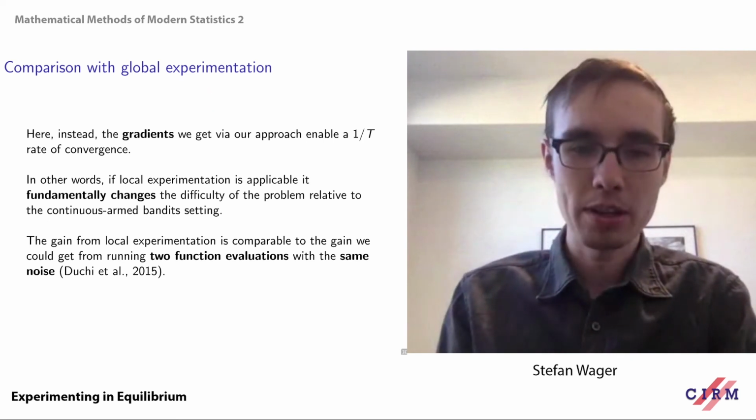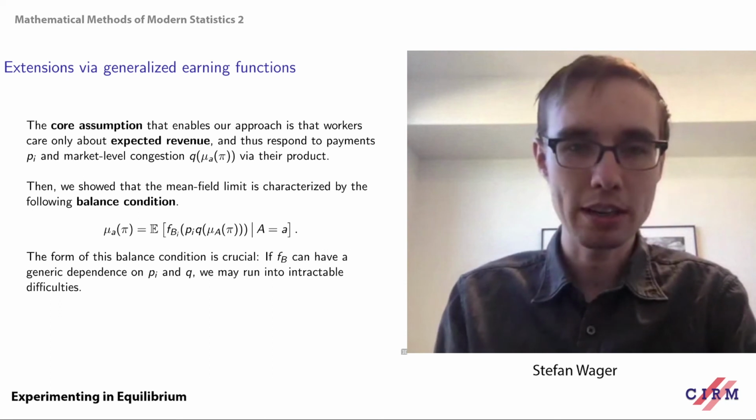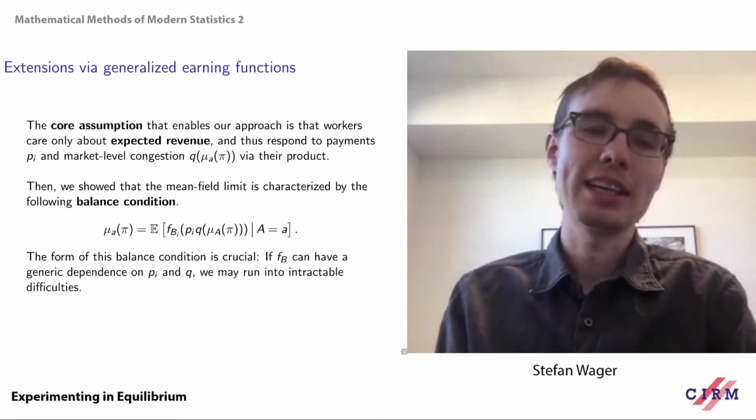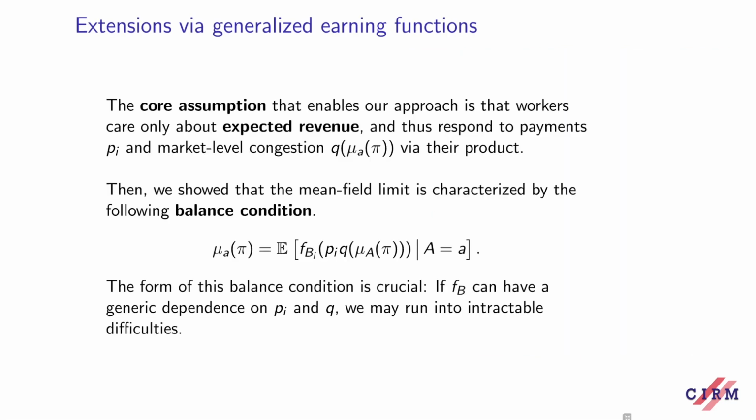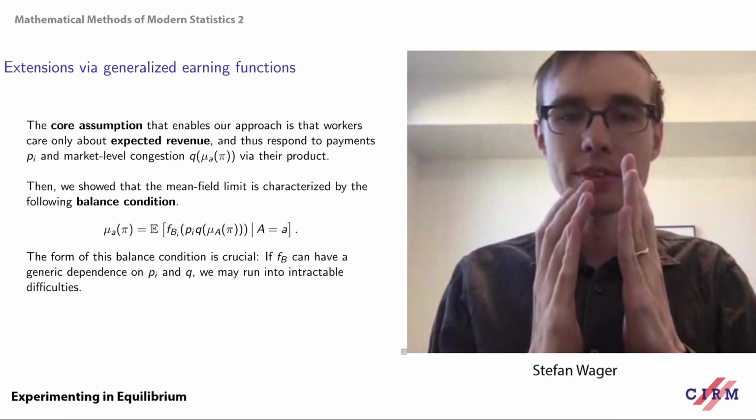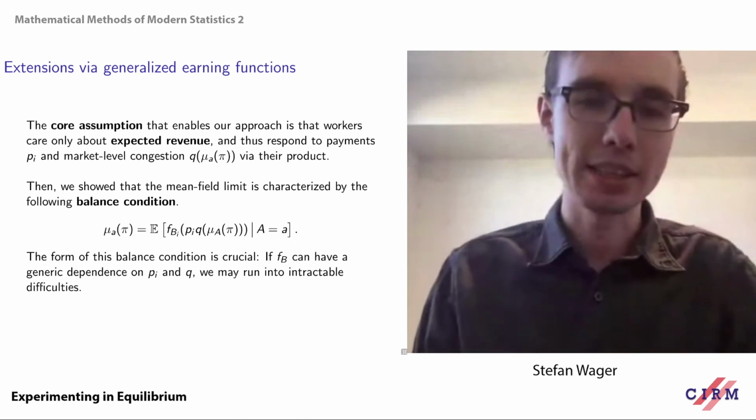Okay, I think I'm pretty much running out of time. The last thing I wanted to say is, can we generalize this, and where do you go from here? Going back to the beginning of the talk, what's the biggest assumption I made? I think it's that workers respond to expected revenue. Workers consider how much you're paying them and market level congestion. They multiply these two numbers, and that's what they use for making a decision.